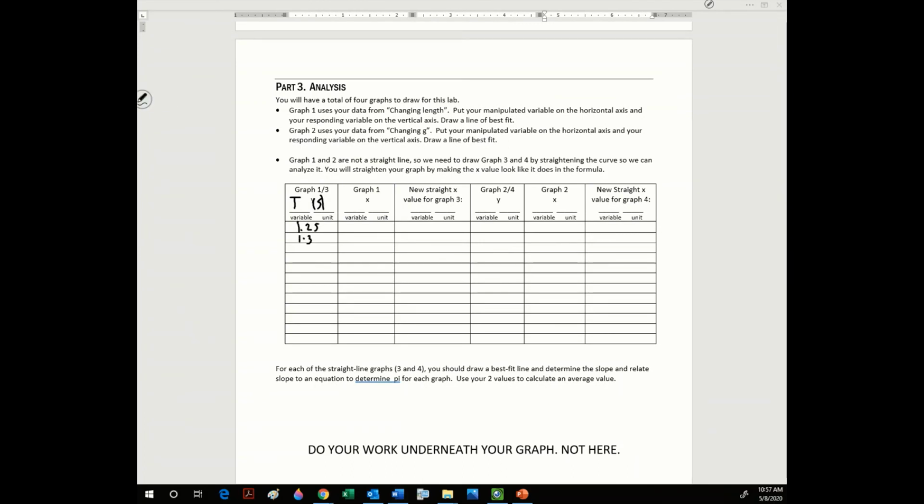And then for this one, we manipulated. So that's going to go on our x. That's our length in meters. And you just record all the values. So we had 0.1, 0.18, 0.25. Record all those values that you have there.